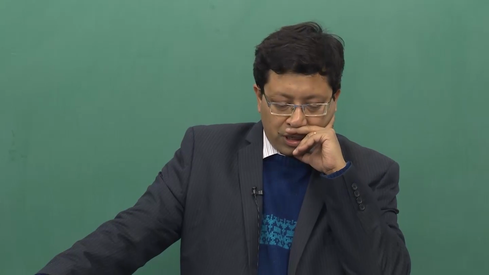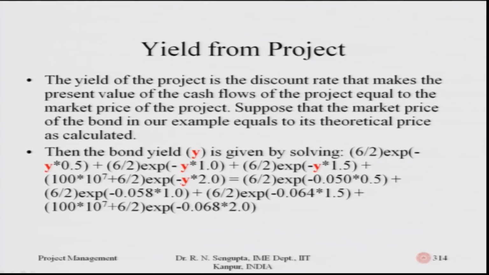Now, I want to find out the yield of the project. Yield has something to do with the concept of IRRs. The yield of the project is the discount rate, not exactly similar to IRR. The yield of the project is the discount rate that makes the present value of the cash flow of the project equal to the market price of the project. Suppose that the market price of the bond or the project in our example equals its theoretical price as calculated, and consider the yield from the project y is given by solving this equation. This equation does not look very intimidating, it is very simple.